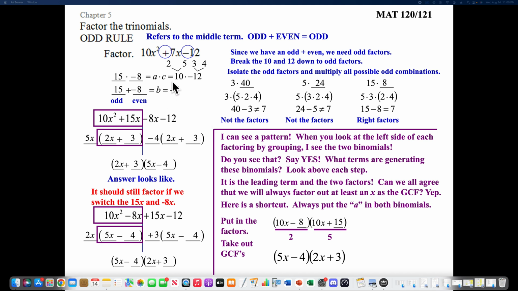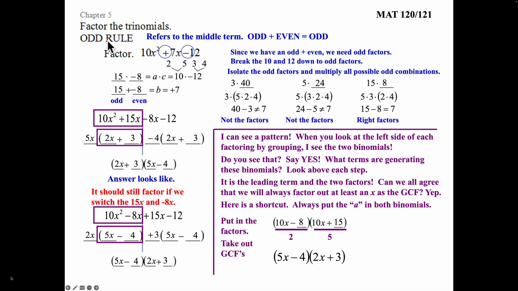All right, let's try another one. Okay, this is the odd rule because the middle term was odd. All right, now there's an even rule. Two even rules. Even plus an even. This is when the middle term is even and your A or the C, one or the other, is an even. This happens about 30 to 35% of the time.